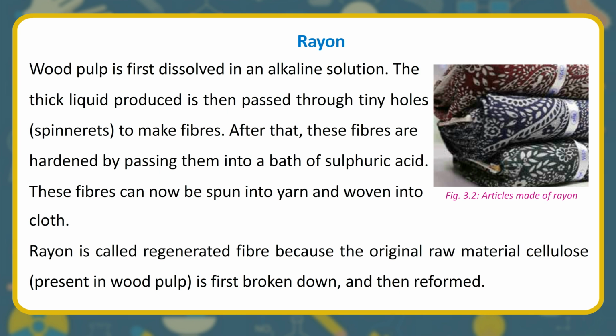Wood pulp is first dissolved in an alkaline solution. The thick liquid produced is then passed through tiny holes, spinnerets, to make fibers. After that, these fibers are hardened by passing them into a bath of sulfuric acid. These fibers can now be spun into yarn and woven into cloth. Rayon is called a regenerated fiber because the original raw material, cellulose, present in wood pulp, is first broken down and then reformed. Uses of rayon.